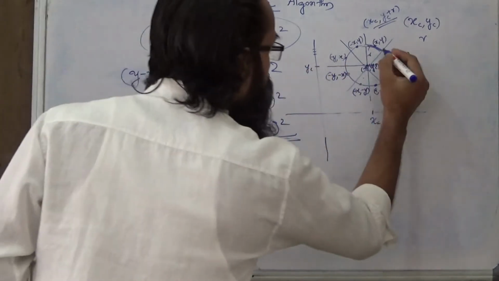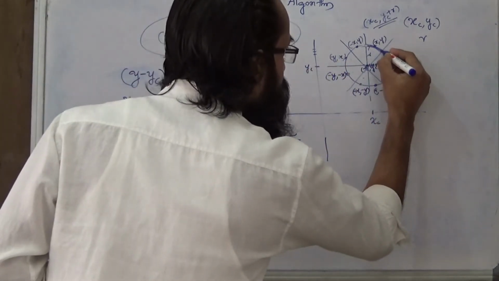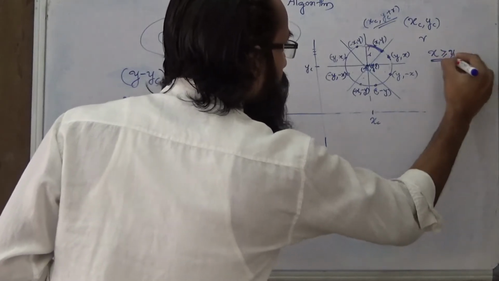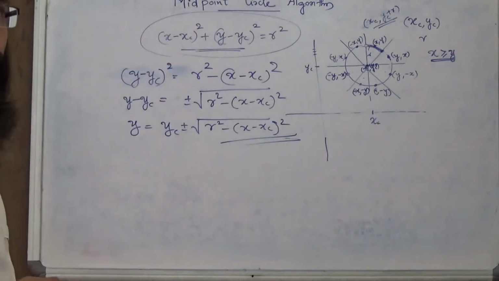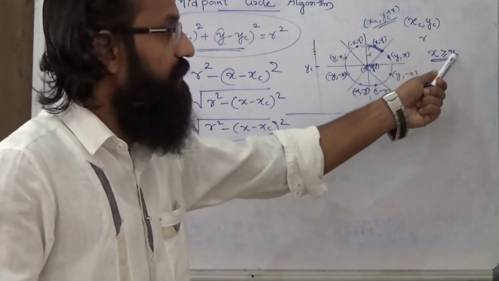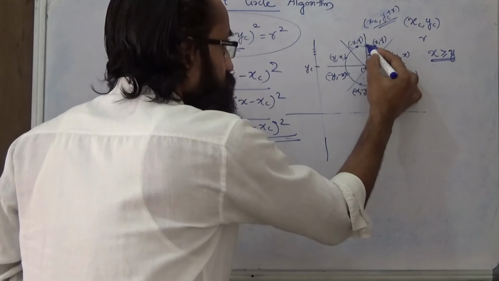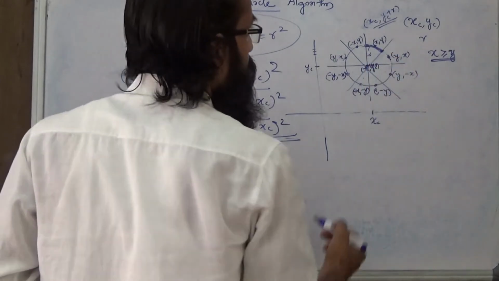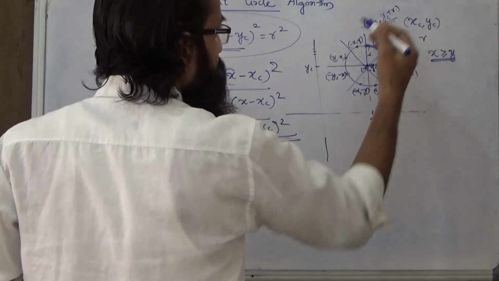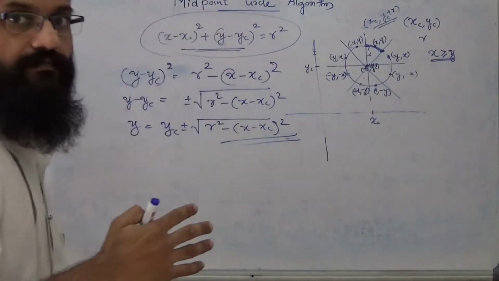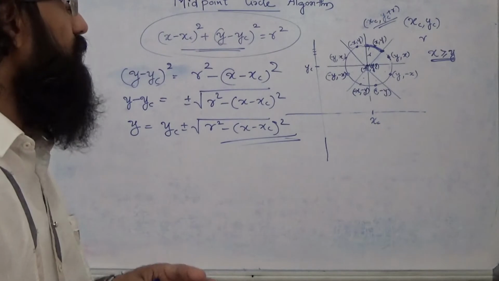And you have to proceed until you reach this point. When you reach this point, the x value will be greater than or equal to the y value. So you have to go on iterating until the x value becomes greater than or equal to y. This starting point will be xc, yc plus r, and when you reach this other point, the x value will become equal to or greater than y.